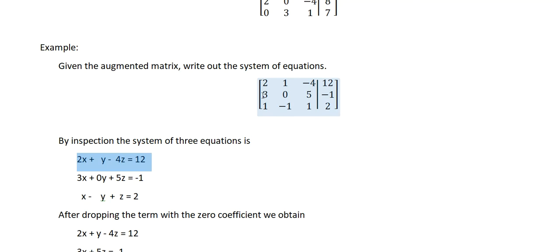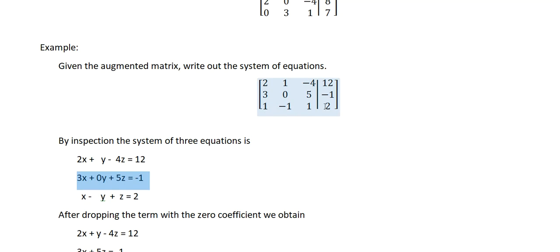Our second is going to be 3x. There will be no y, or we'll just put in y times 0, plus 5 times z equals minus 1. 3x plus 0 times y plus 5z equals minus 1. And then later on, of course, we'll drop that.